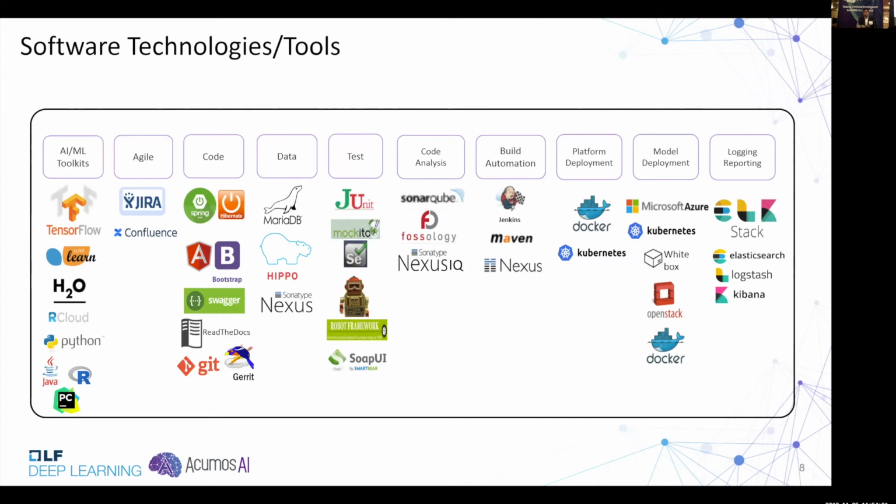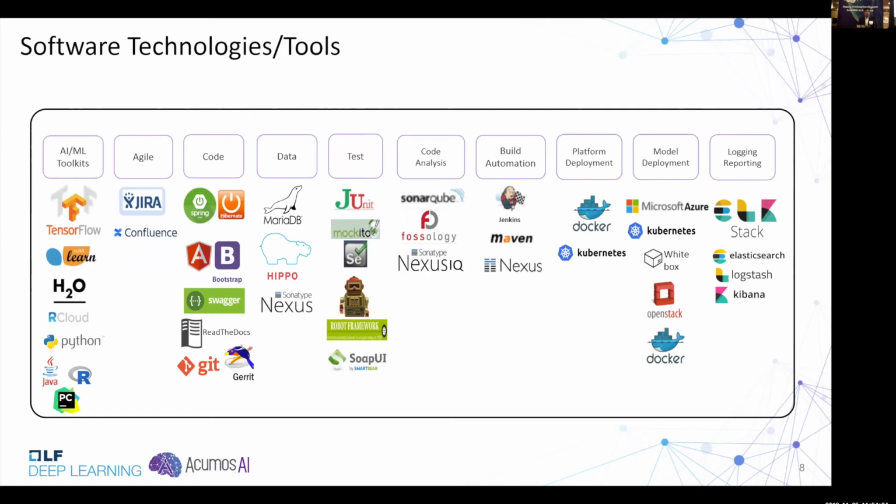We talked about different model deployment sources. So you have cloud, Kubernetes. We're working on deploying it for white box servers, OpenStack, as well as Docker images. And then lastly, the logging and reporting is essentially using the ELK stack, using Elasticsearch, Logstash, and Kibana.